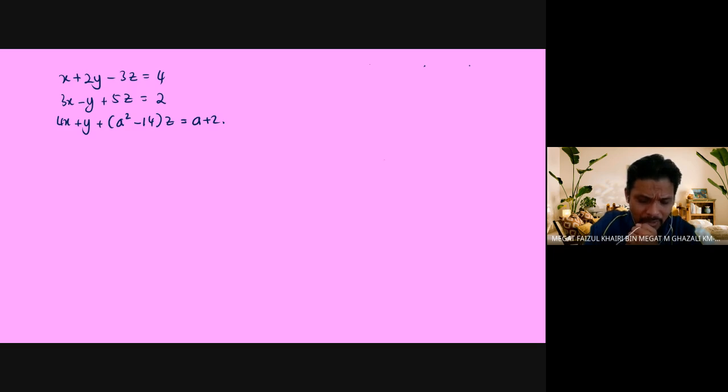x plus 2y, 3x plus 5z minus z. And then x equal to 4 plus 3z minus 2y, substitute into equation 2.